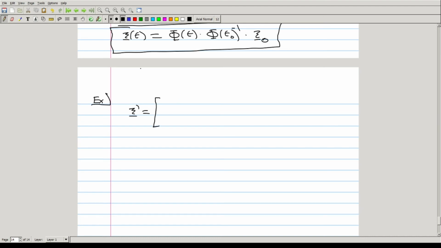So let's consider the 3x3 system where xi is x, y, z, and xi prime is the matrix 2, 0, 0, 1, 2, 0, 1, 0, 3.